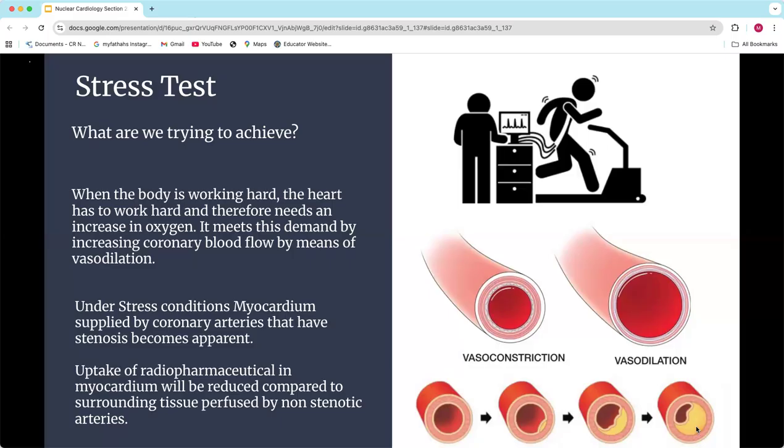Okay. And what that means then is that you'll have an increase of uptake of your radiopharmaceutical in healthy myocardium, whereas in areas that can't open up and don't dilate, you're not going to have an increase in blood flow. Now, it's super important to understand this from the perspective of looking at your images. What I want you to think about is this.